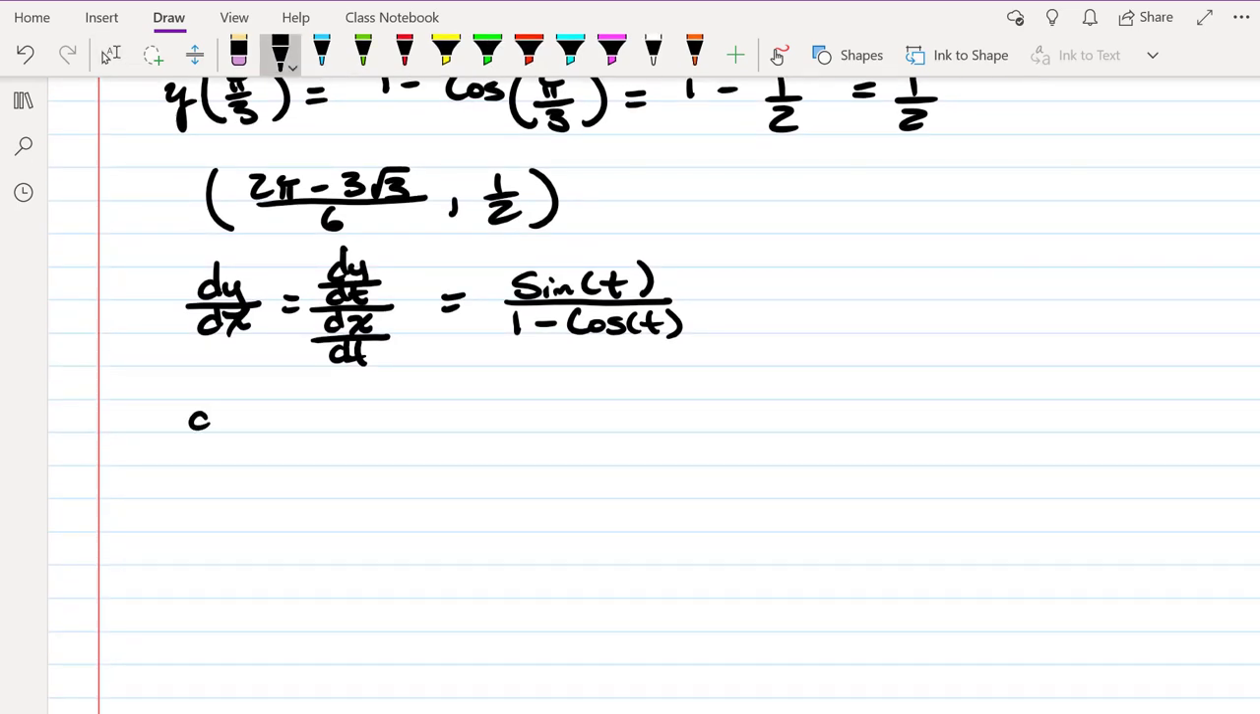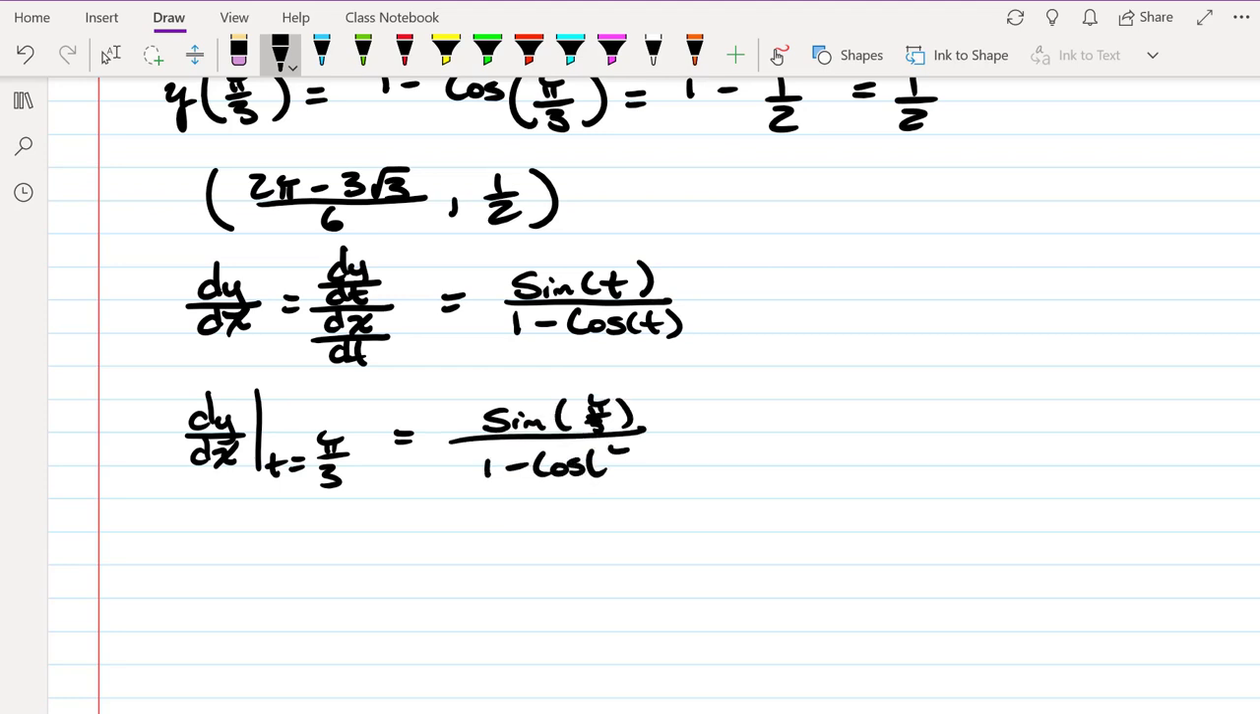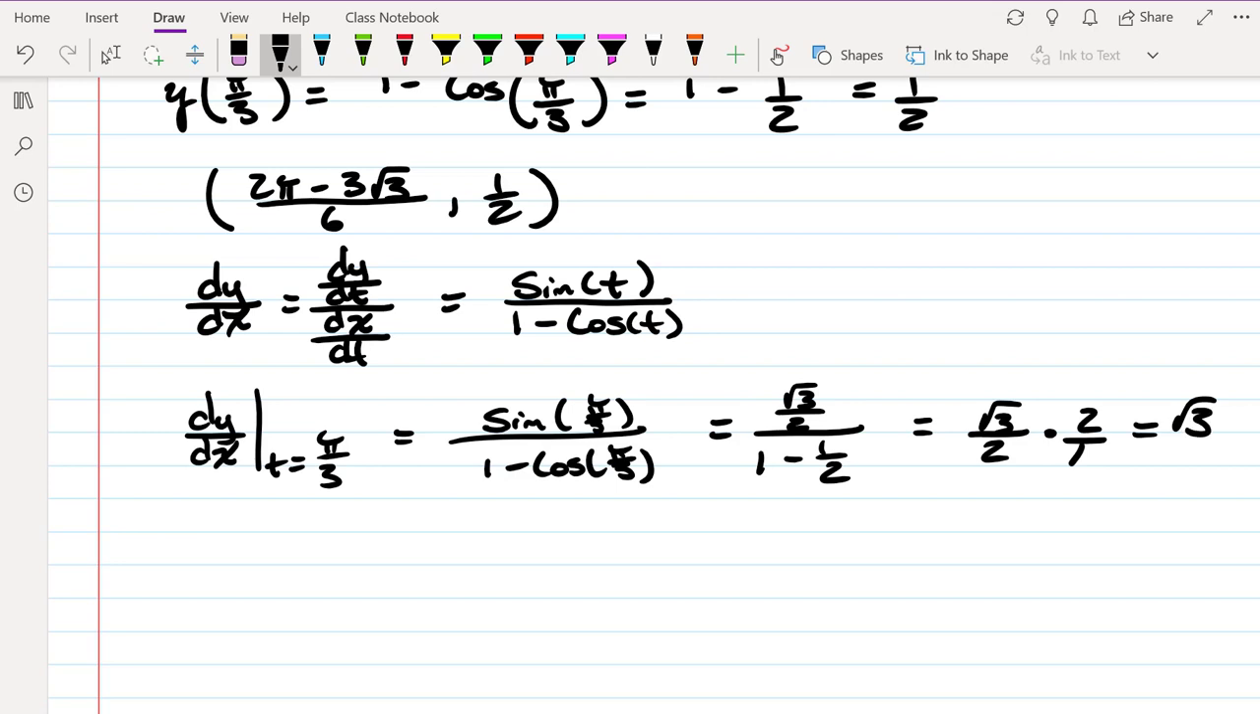pi over 3. So dy/dx evaluated at t equals pi over 3 is the sine of pi over 3 divided by 1 minus the cosine of pi over 3. So sine pi over 3 is still root 3 over 2, and the cosine of pi over 3 gives 1 minus a half. So root 3 over 2 divided by a half, so we multiply by the reciprocal, 2 over 1, and we get the square root of 3.